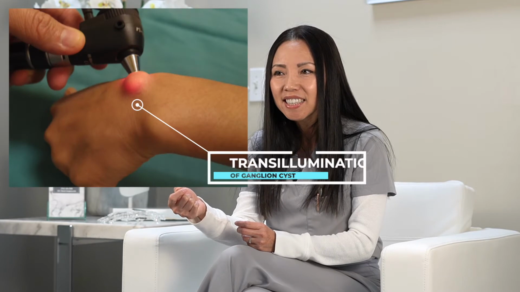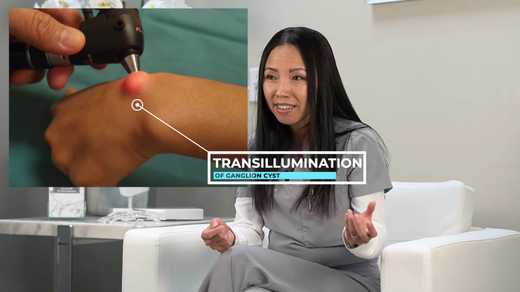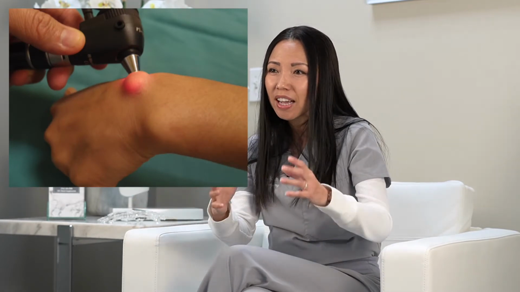Next, once the X-ray is taken and everything looks good, then it's basically a physical exam. We take a look at where the ganglion is located, and whether it is compressible. Sometimes doctors will also take a flashlight and shine it on the cyst, and you can actually transilluminate it, which means it looks semi-transparent. That's a sure way to confirm that it is a cyst and not a solid tumor.